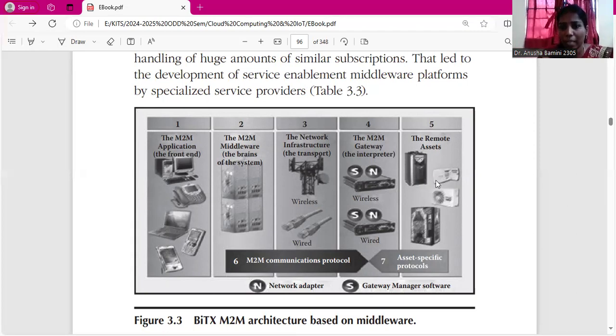To make a connection to these, we must need some gateway. A port we need, then only can we give the connectivity. That port is called a gateway. It may be a wireless or a wired connection. Then the third one is network infrastructure. It is also a wired connection or a wireless connection.